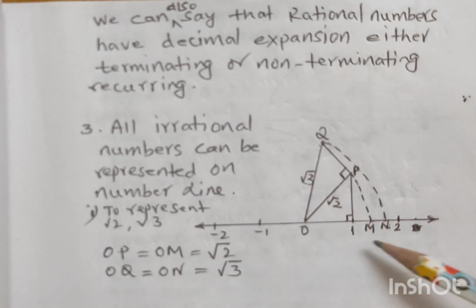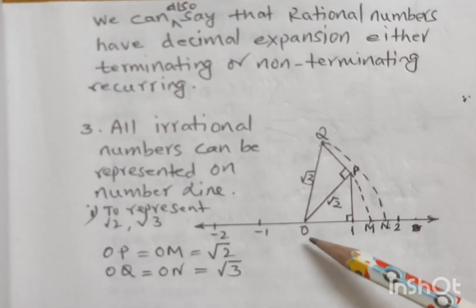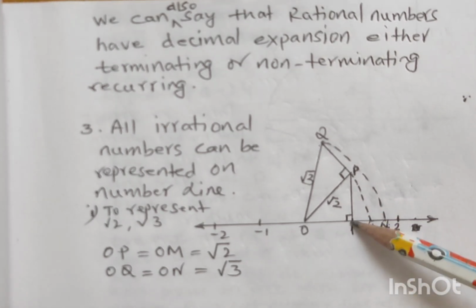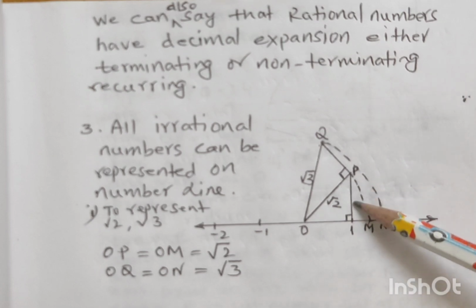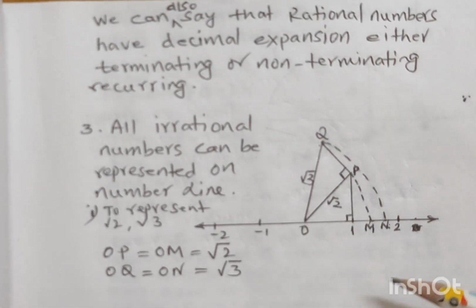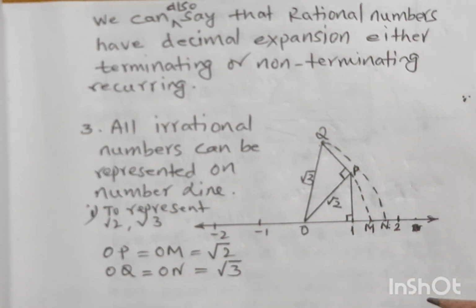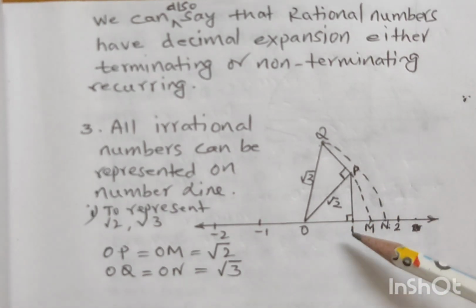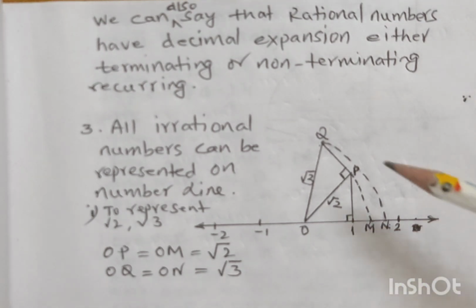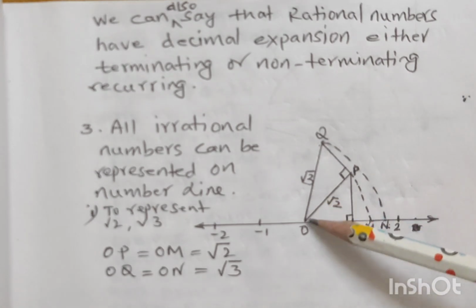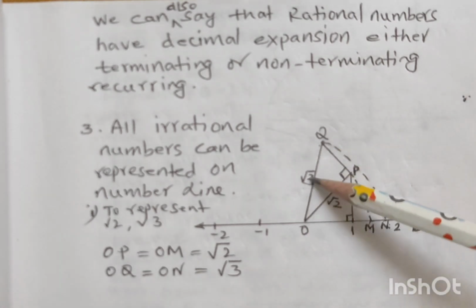Root 2 and root 3 have been represented here on the number line. This is 0. This is 1 unit we take here. We draw a perpendicular here measuring 1 unit. We join O and P. So in this right angle triangle, OP will measure root 2 as per the Pythagoras theorem. Again, if we draw a perpendicular of 1 unit here, the length OQ will be root 3.